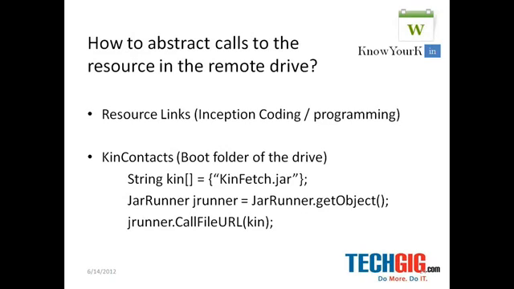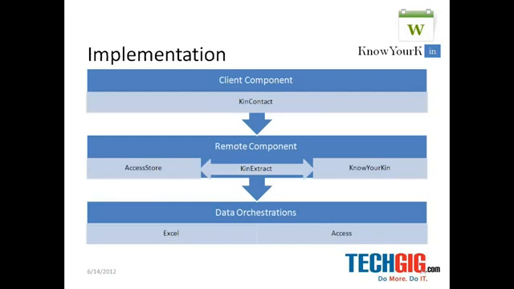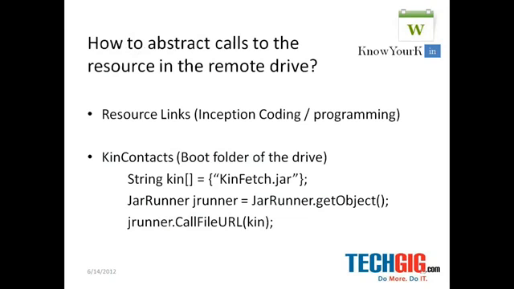So this is how we abstract the calls to the resource in the remote drive. I named it inception coding in the sense that you have different links. Say kin contact has a link to a different component, namely the kin extract component. So it calls the kin extract component, which has the link itself, and which calls the actual resources at the Access Store and the Know Your Kin resource. So these are all the extraction resources, which are contacted by the kin extract component.